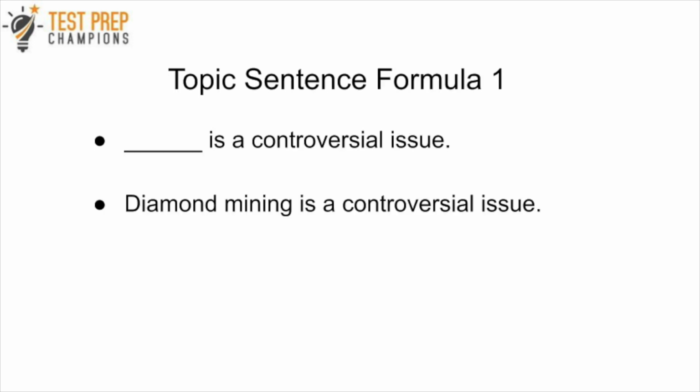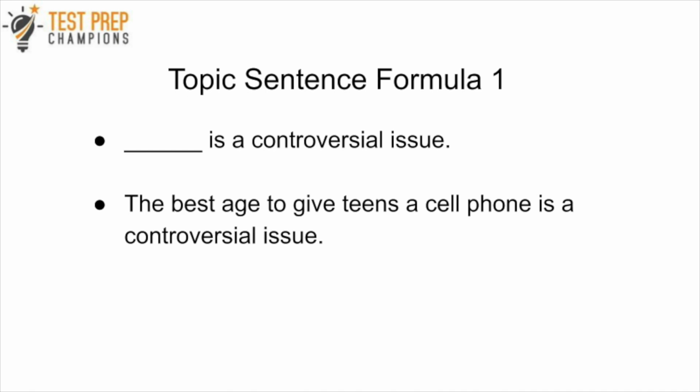The first formula is "blank is a controversial issue." And in the blank, you just put in whatever the topic of the essay is. So these are just some examples. If the topic was diamond mining, you could say diamond mining is a controversial issue. Or, for example, if it's about teens arguing over the best age to give teens a cell phone, you could say the best age to give teens a cell phone is a controversial issue.